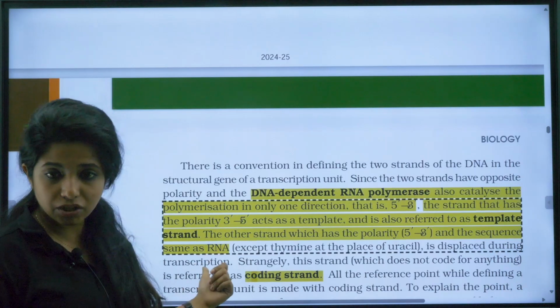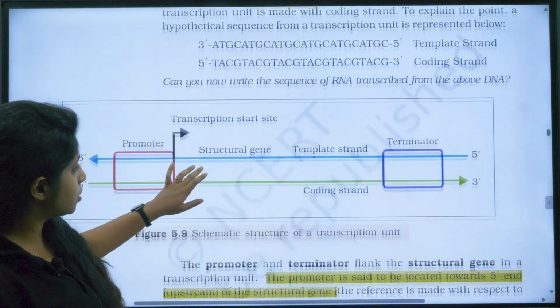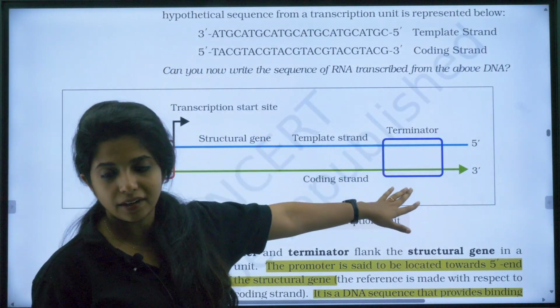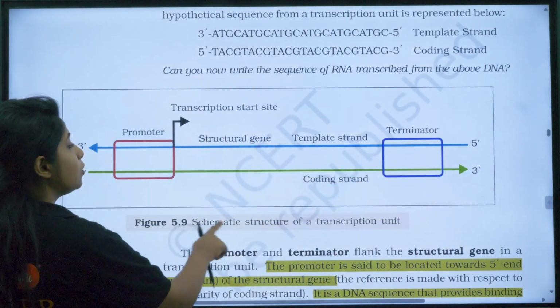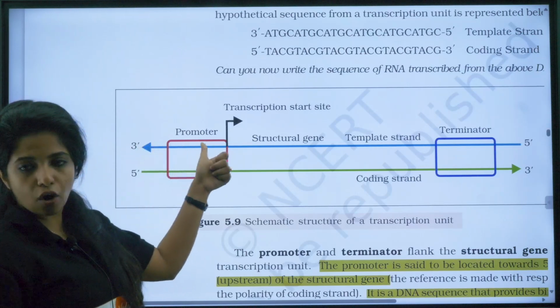It is known as the template strand. The other strand is known as the coding strand, my dear children. So this is the unit. I told you the transcription unit consists of a promoter, structural gene, and a terminator region. Now where do you say the promoter is? How do you say? It is in the 3' end of the template strand.